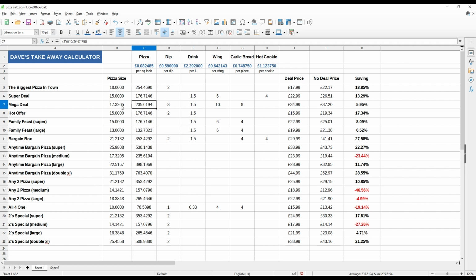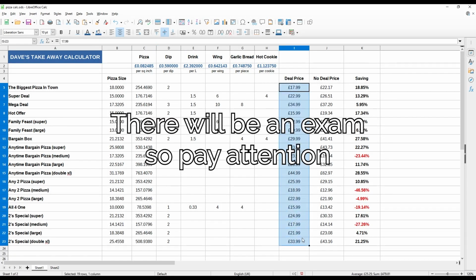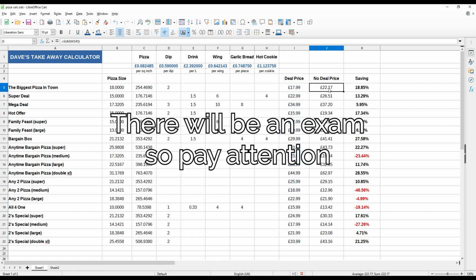I hope you're keeping up with this. So I calculated all of that, and I put in all the different deals with the dips and the drinks, and I put in the actual deal prices. And then I put in the price here, which I calculated all the way over here.